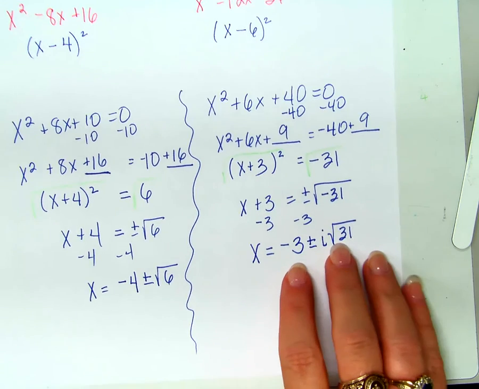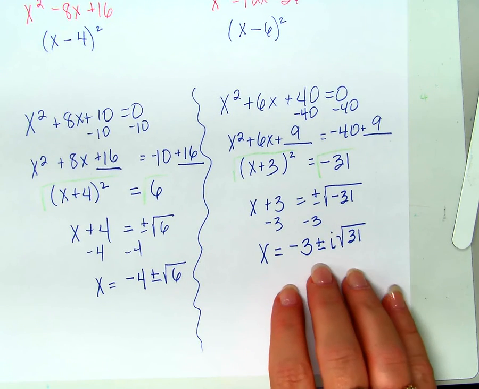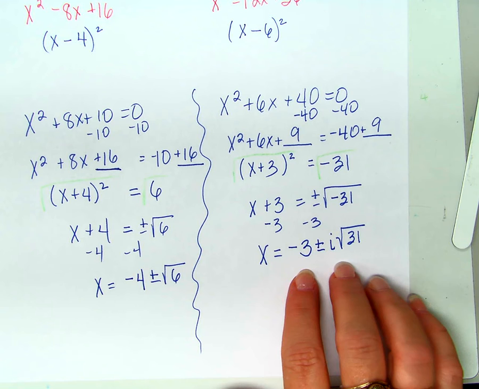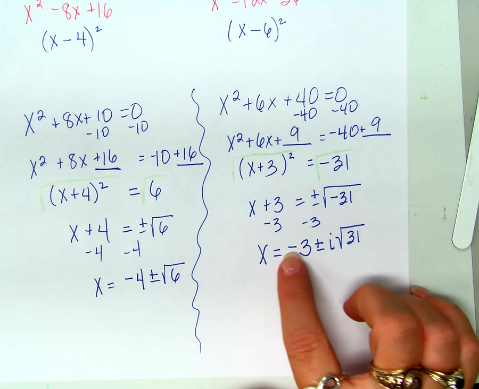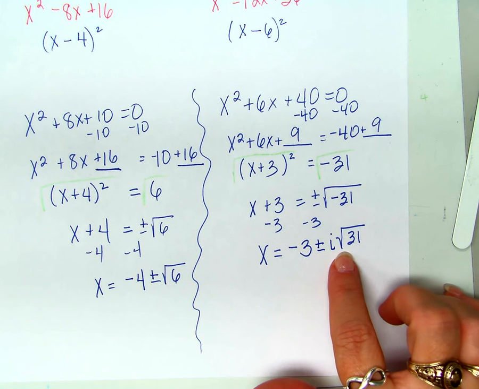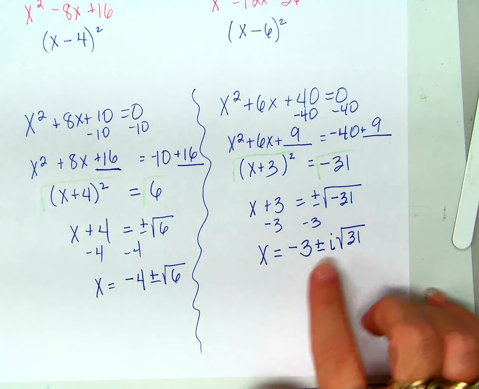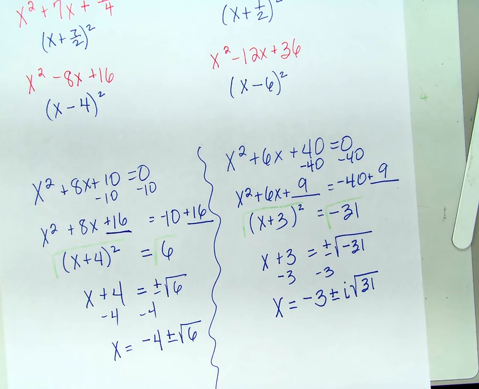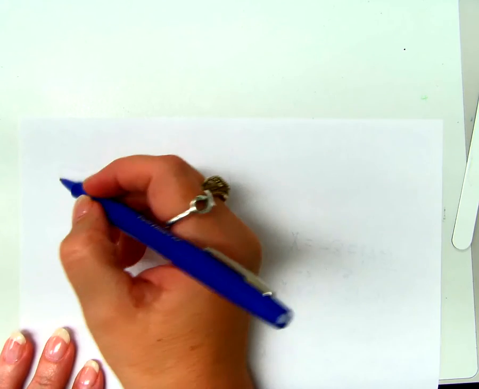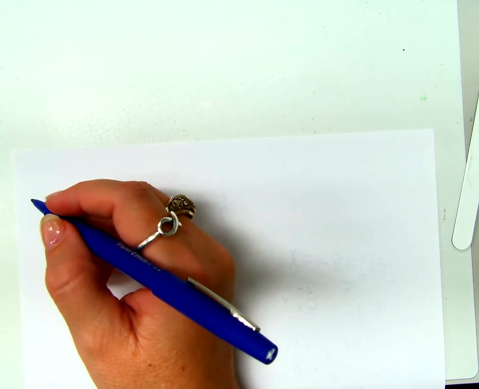Now, before we go on too much further, does everybody see that I still have 2 solutions here? What's one of my solutions? My first solution is exactly negative 3 plus i root 31. What's my other solution? Negative 3 minus i root 31. Good. Questions? Okay. I do want to do at least one more for you. I don't want to do that one. Let's do this one.